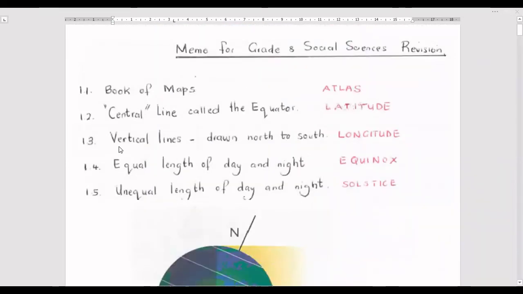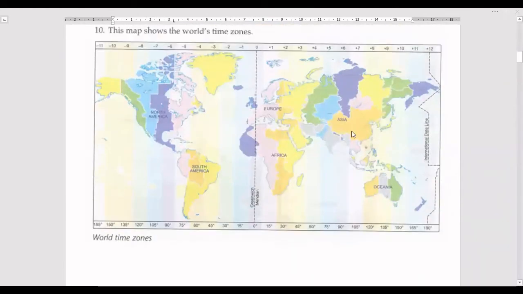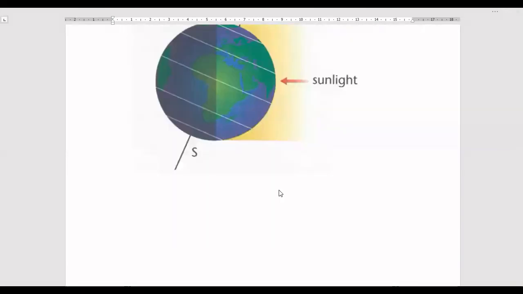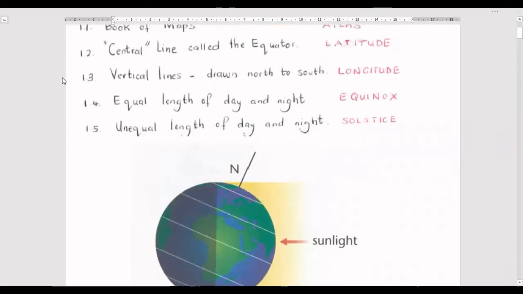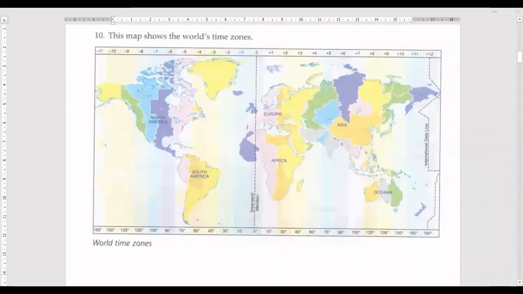We spoke about this, the vertical lines drawn north to south, and those lines are referred to as the lines of longitude. Okay, so question number 1.3, we said vertical lines drawn north to south are the lines of longitude. And I was going to show you that those lines are important for us to know. These lines coming all the way down here are important for the calculation of time.